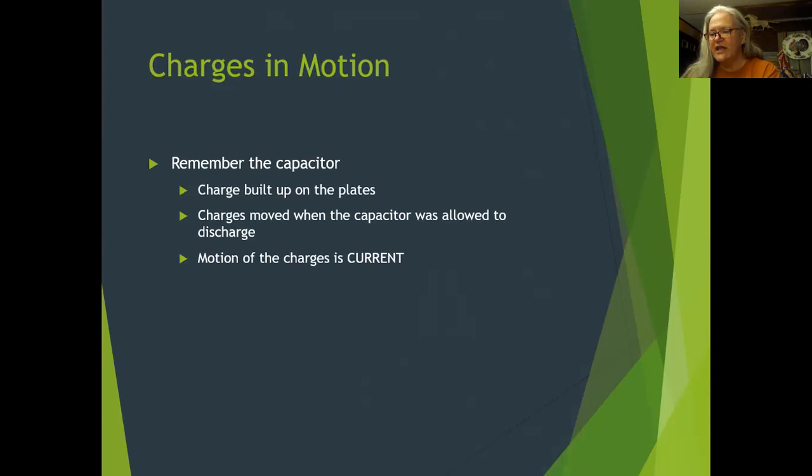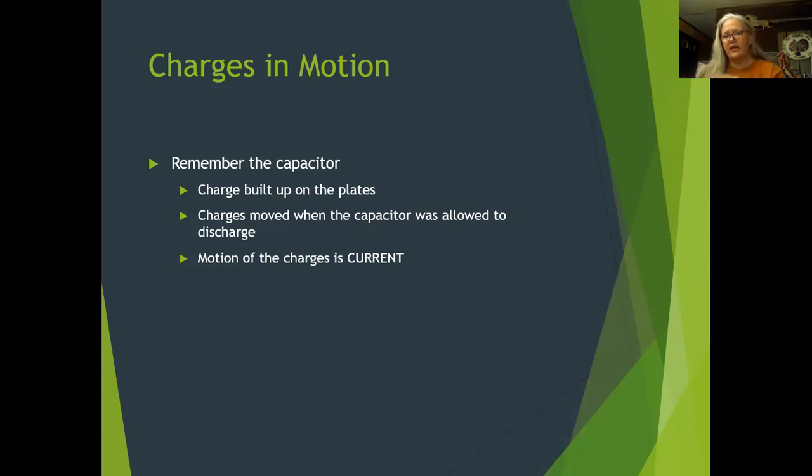So we're going to take this idea of charges, and we had this buildup of charges on the capacitor. And when we discharged that capacitor, what we got was a temporary state of current flow. So when we look at charges in motion, we say that that's current. So while the capacitors are discharging or charging, charges are flowing. So current is flowing, but then it stops once the thing becomes fully charged or discharged.